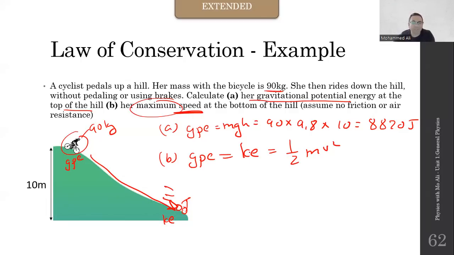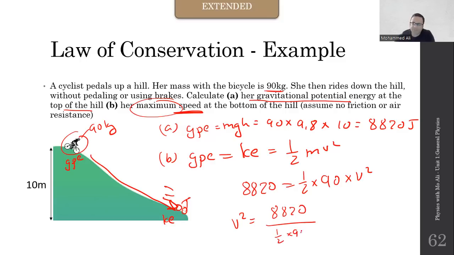So let's substitute. Kinetic energy is 8,820 because it's been changed from gravitational to kinetic. Half times m, which is 90, times v squared. Rearrange this. v squared is going to be equal to 8,820 divided by half of 90, which should be 45. And then we square root our answer to get v. So square root of 8,820 divided by half of 90. This gives me a speed of 14 meters per second.